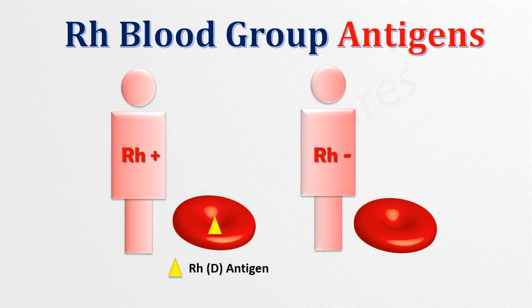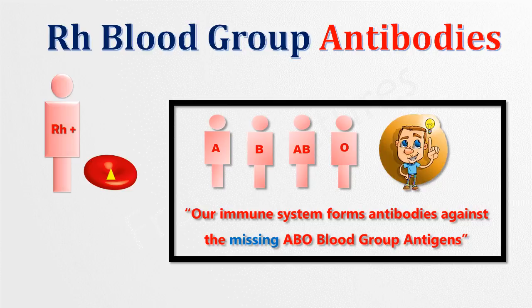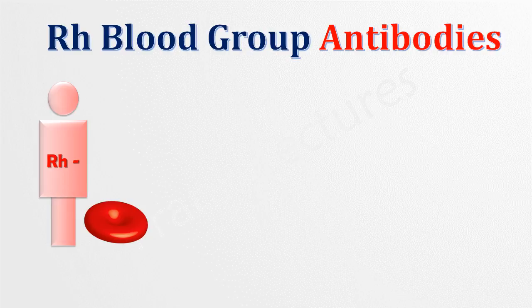Let's now talk about anti-Rh antibodies. It is clear to us that no anti-Rh antibodies will be found in the serum of Rh positive individual. In the ABO blood group system, we understood that antibodies in the serum of an individual will be against the missing antigen on the red blood cells. But this is not true in case of Rh blood group system. No natural anti-Rh antibodies are found in the serum of the Rh negative individual.